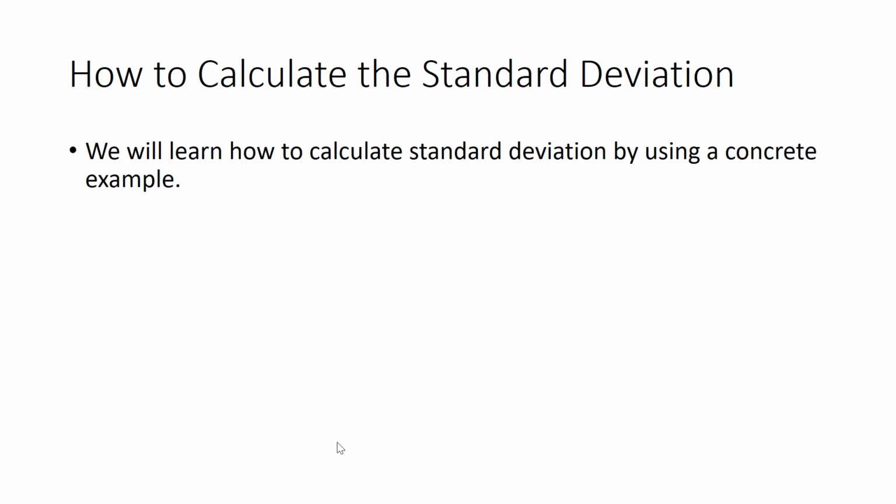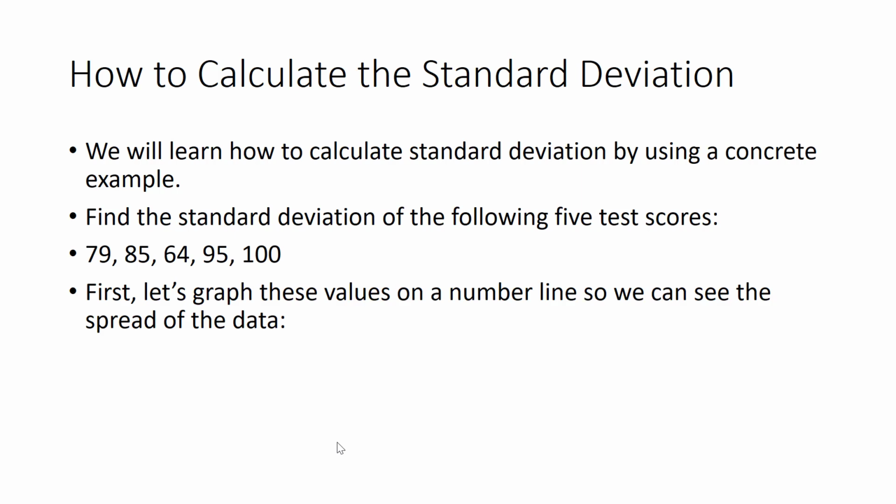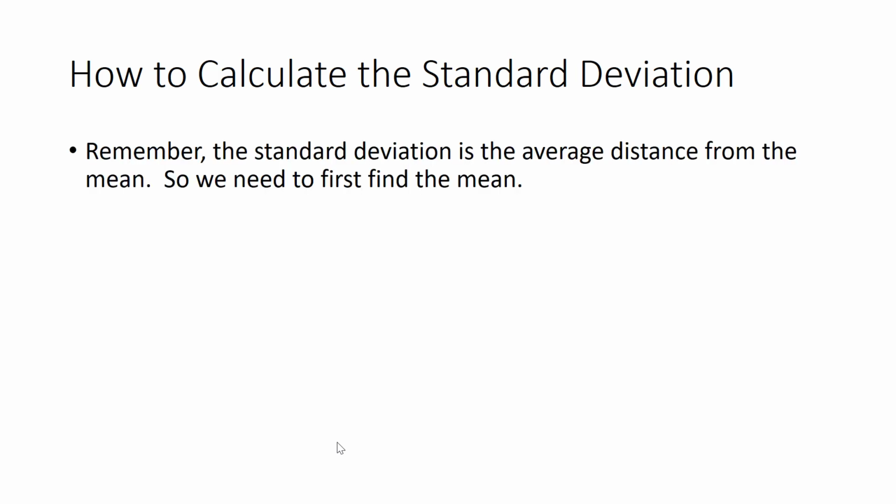We will learn how to calculate standard deviation by using a concrete example. So let's go back to our 5 test scores. First, we're going to graph these values on a number line so we can see the spread of the data. Remember, the standard deviation is the average distance from the mean or the center. So before we begin, we need to find the mean.